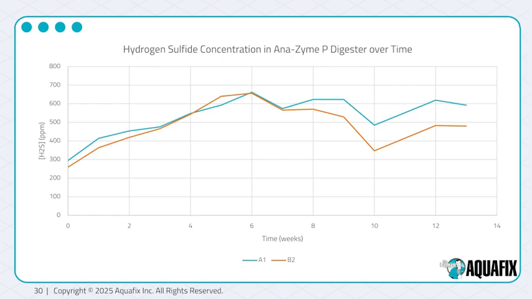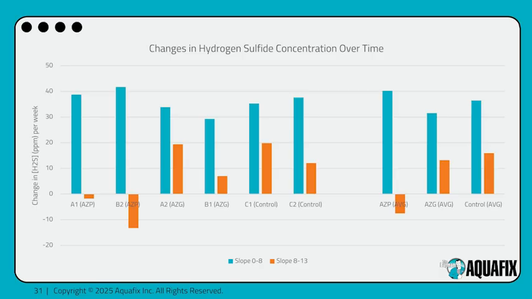We need to understand that kind of thing. But it was an interesting anomaly we were able to observe because of doing this new pilot system setup. So here's a reference on the slopes. You can see both the Enzyme P reactors, A1 and B2, started out with a positive slope from weeks 0 to 8.